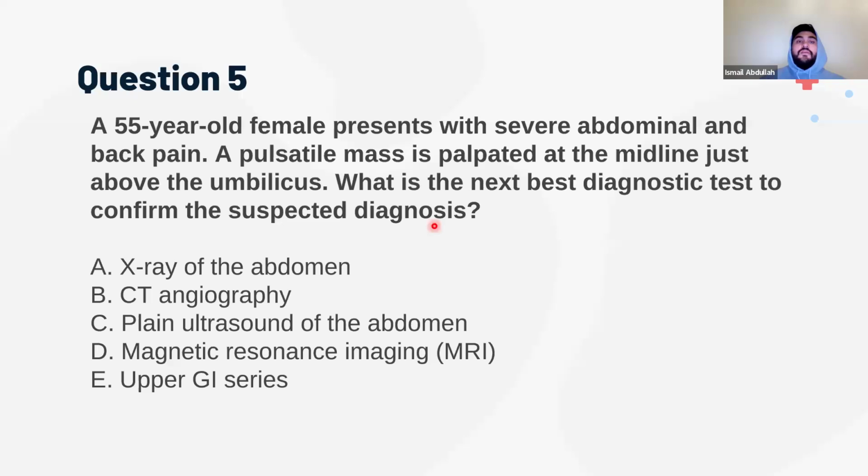Okay, so what are your keywords here? First of all, severe abdominal and back pain. Again, acute, this is something acute. Pulsatile mass is your keyword. When you see the words pulsatile mass at the midline, just above the umbilicus, that indicates that this is an abdominal aorta. So what would be your best next diagnostic test to confirm this suspected diagnosis?